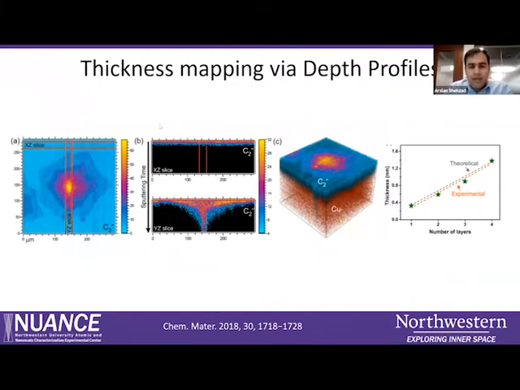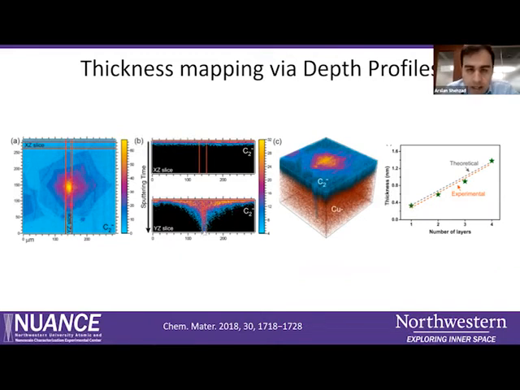And similarly, this is another perspective where you can do the thickness mapping via depth profile. So basically you etch the surface, because we do have a technique which can utilize this as a sputterer to etch the surface, spreading those ions on the surface. And on the right-hand side, you can literally etch, for example, this 2D layer. Based on that etching, you can distinguish the exact thickness of the layer.